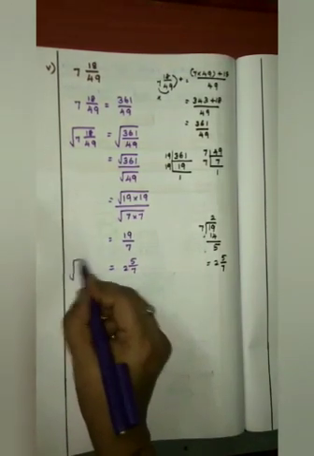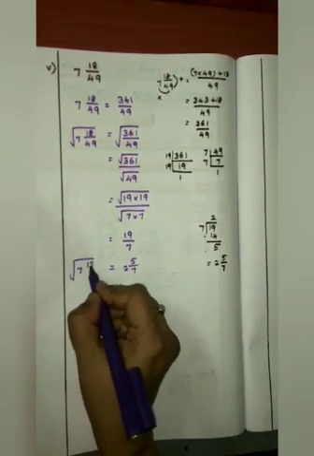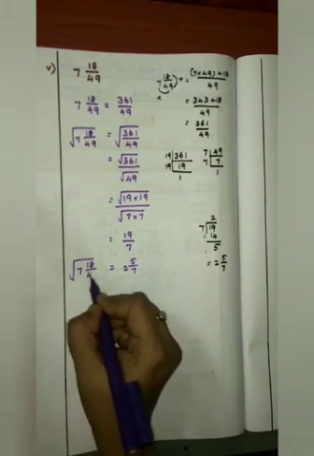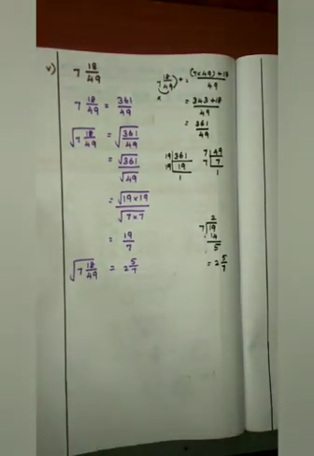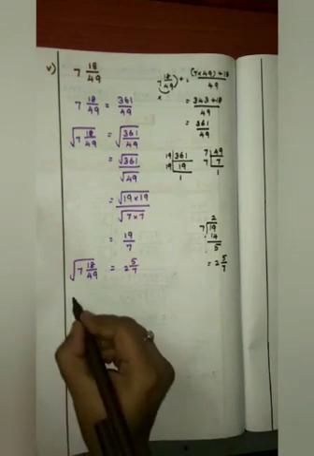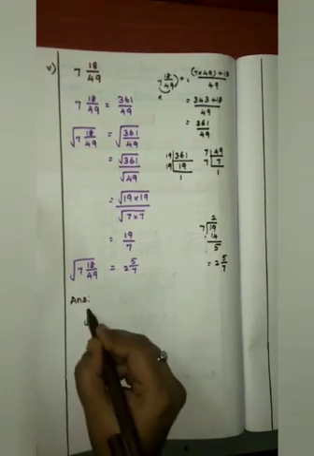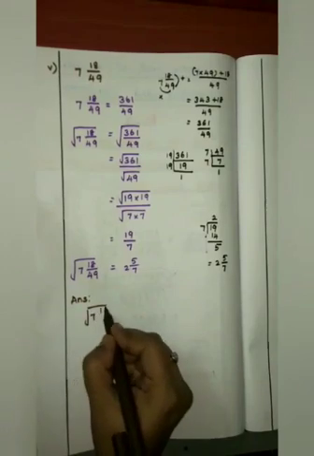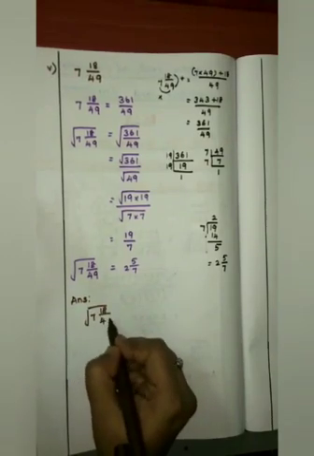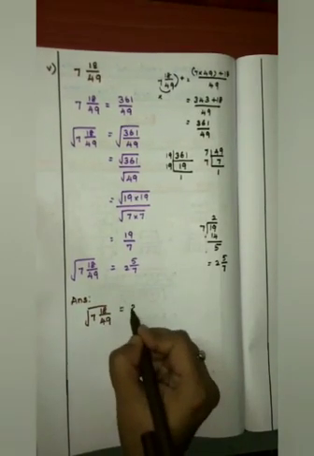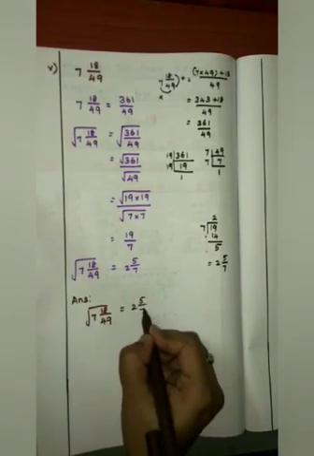So square root of 7 18 by 49 equal to 2 5 by 7. Write the answer step. Root of 7 18 by 49 equal to 2 5 by 7. Similar problems are given as homework. Find the square root for these two fractions.